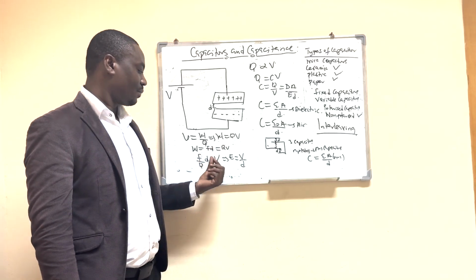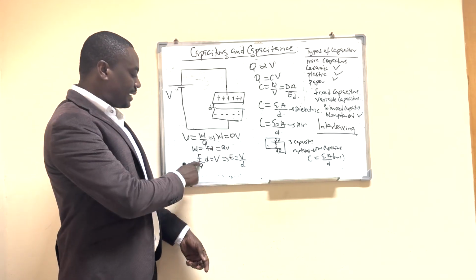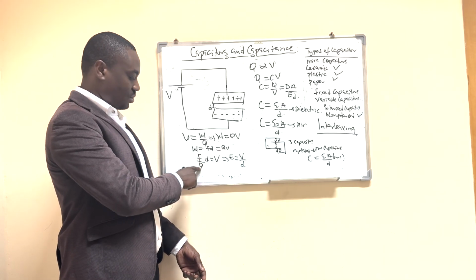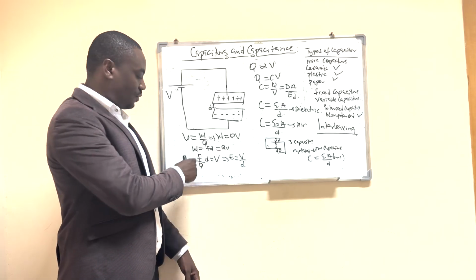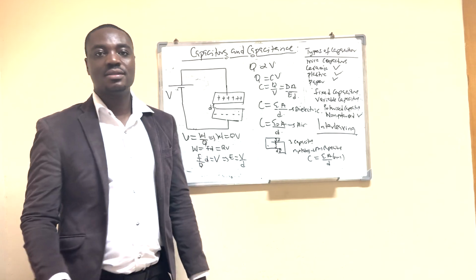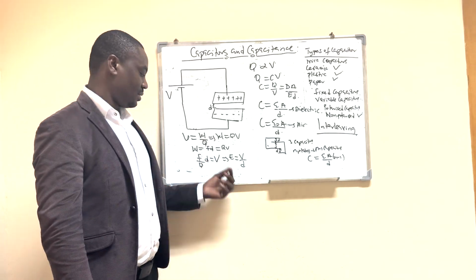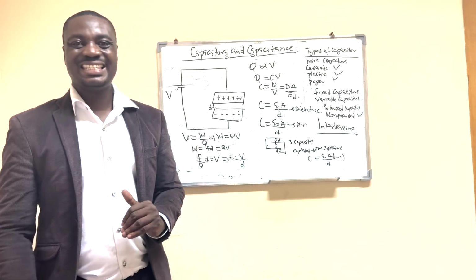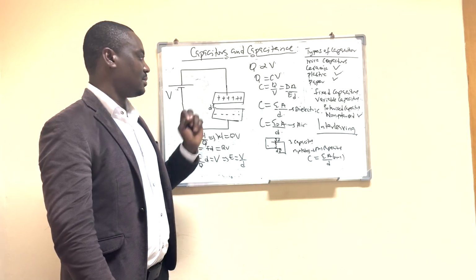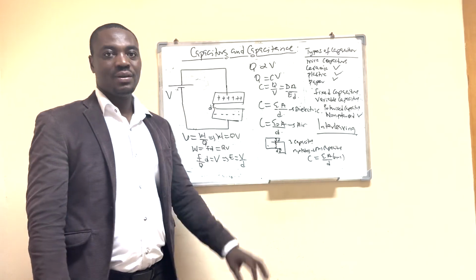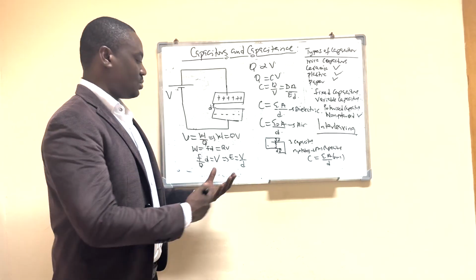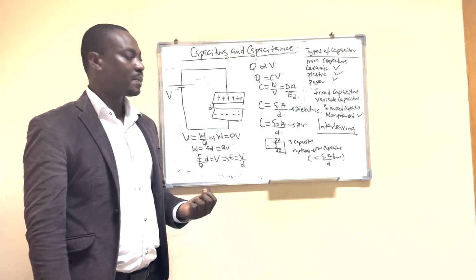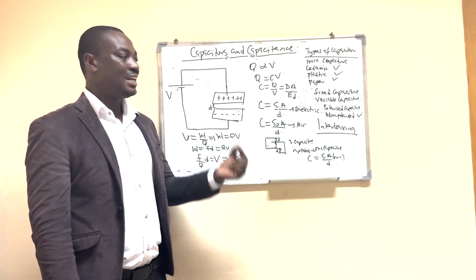So we get this. Then you divide both sides by charge, and you get force over charge, and force over charge is electric field strength. Then we make electric field strength the subject, so we get voltage over the distance between the plates, D.